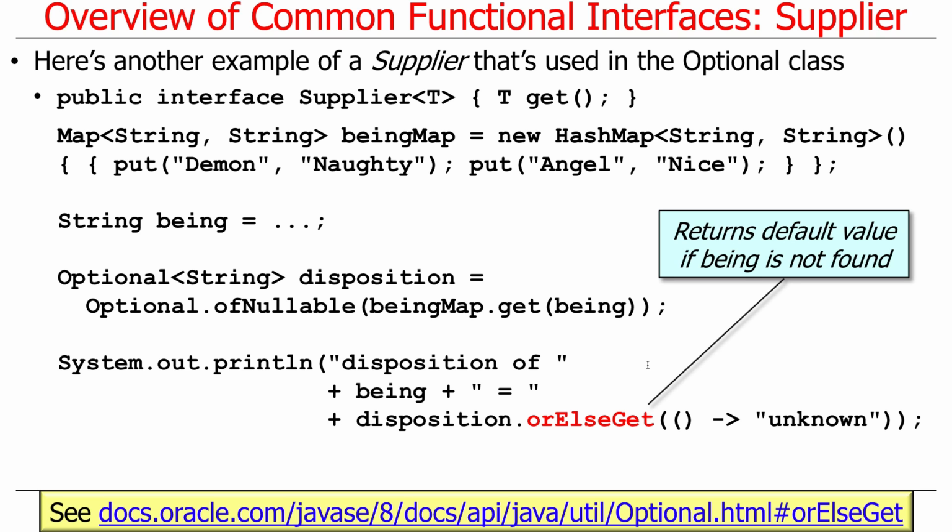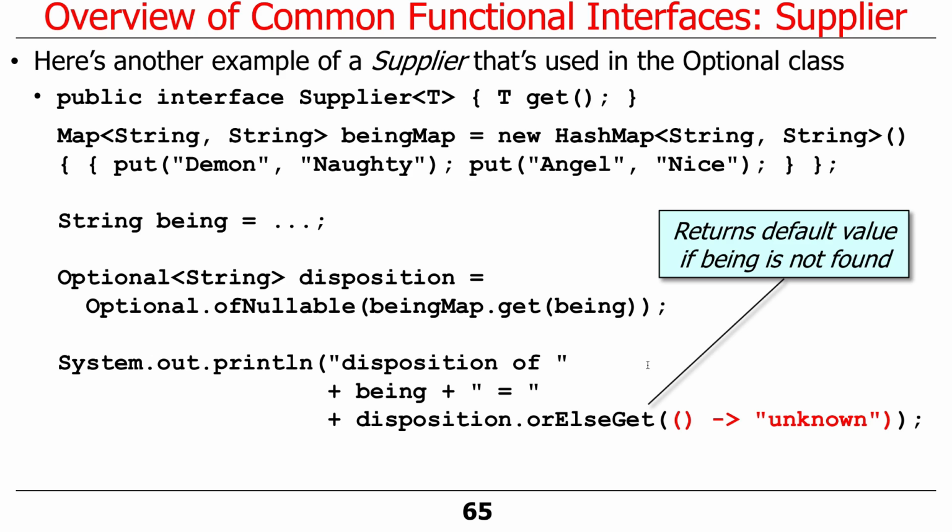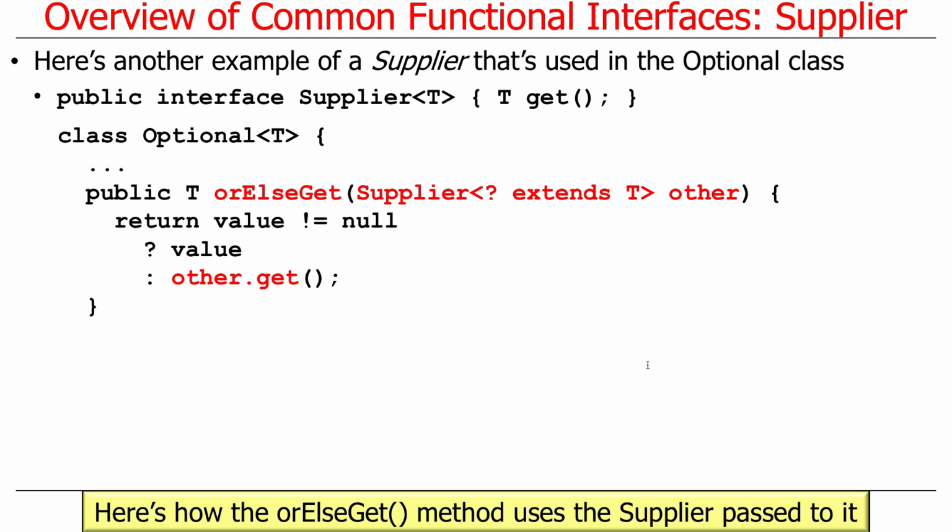If there's actually a real mapping here, and we really do have a disposition, naughty or nice, because we gave a being that the map already knew about, in that case it's going to print the result. However, if we gave it a being that we don't know anything about, then it's going to run the lambda expression that we give here, which is just going to say, I don't know what this thing is. It's unknown. And unknown is the thing you pass in if there's a null entry in this Optional. So you never have to check for null. You just give the code that you want to run if something doesn't have a value. In other words, if it's null.